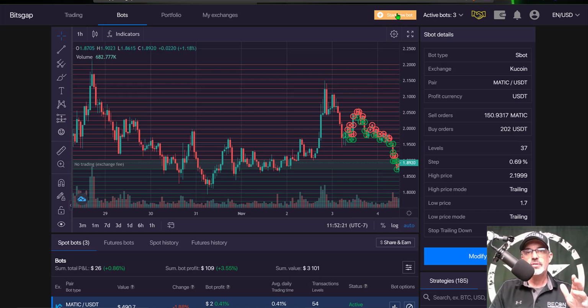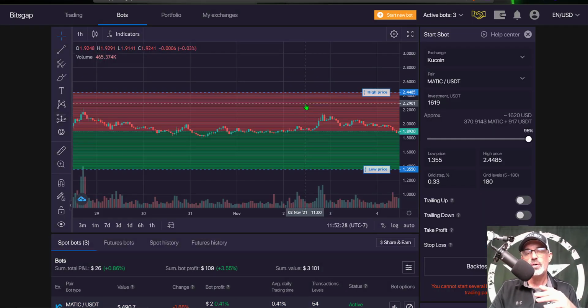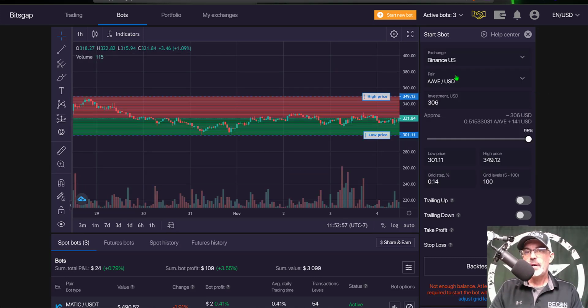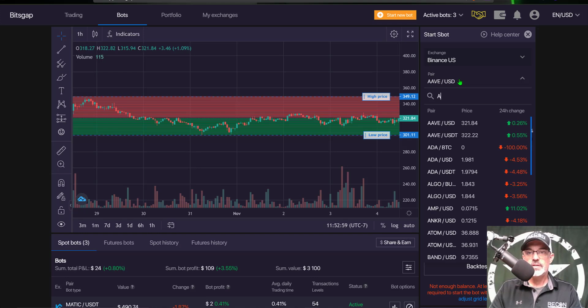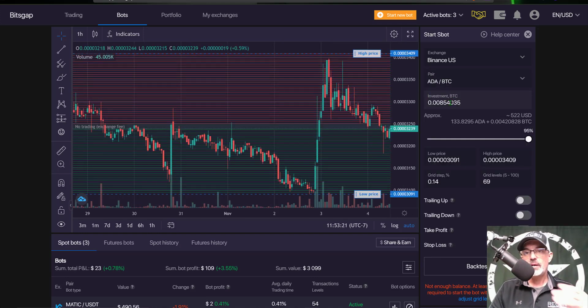So the first thing I'll do is click on Start New Bot. I am going to deploy their S-Bot, which works best in a sideways moving or slightly upwards moving market. The exchange, I had already said, was going to be Binance US. And the pair I want to trade will be ADA BTC, so I give that a click. Now, the investment or the amount of ammo I need to give this bot, I will come back to that after I've configured my lower and my upper price and my grid spacing along with the number of grids.